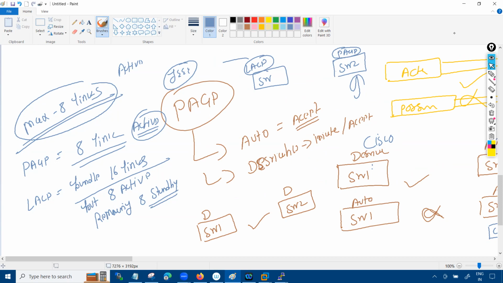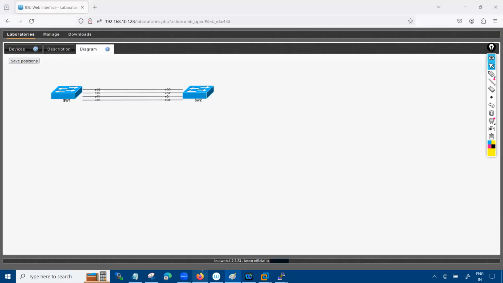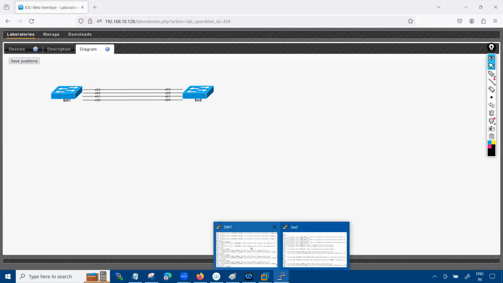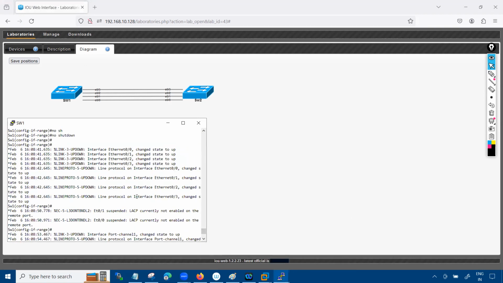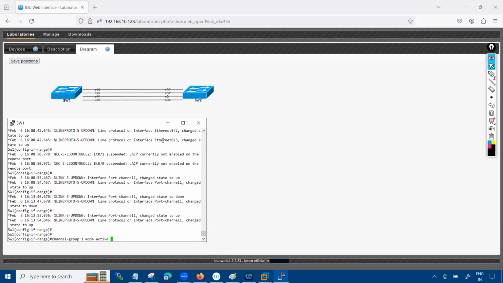Now, do you remember the question, how would the packet forwarding work? So let's take an example from the switch one and switch two perspective right now. I just, for example, use the PAgP protocol. Have I done the PAgP lab? No, we haven't done it. So let me remove this configuration and show you the PAgP behavior.